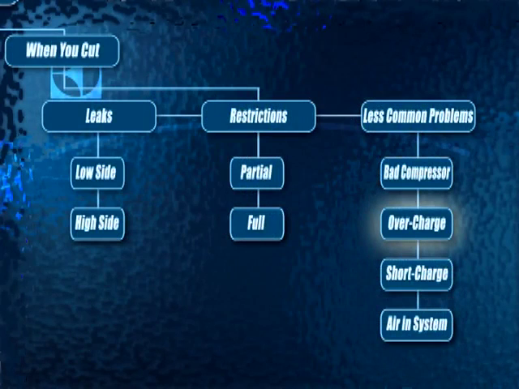Over or undercharging a system occurs when servicers fail to follow Electrolux's evacuation and charging procedures. They must be followed precisely to assure proper charging.